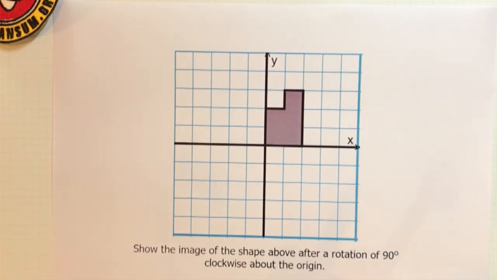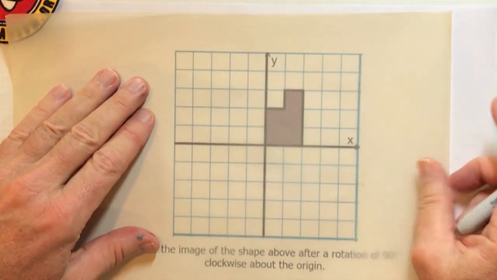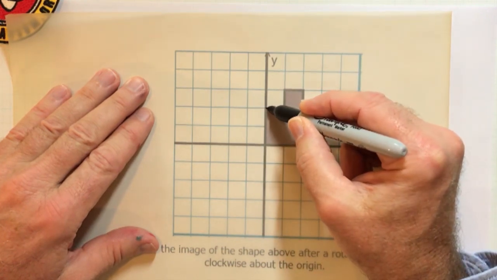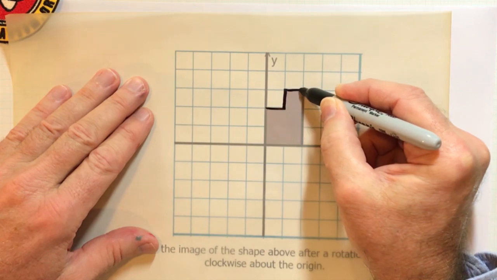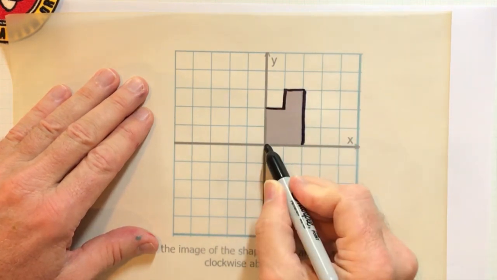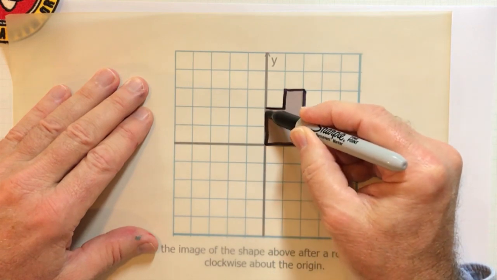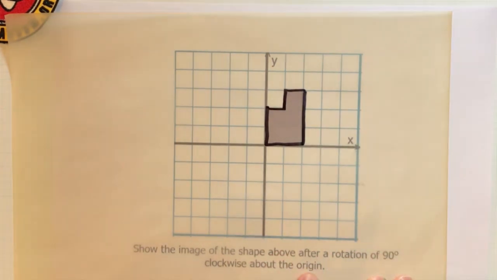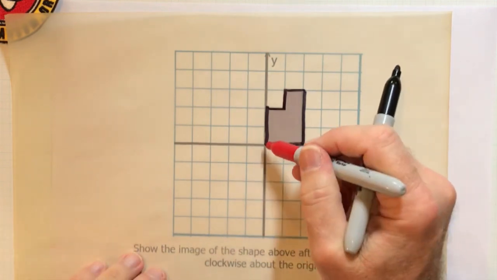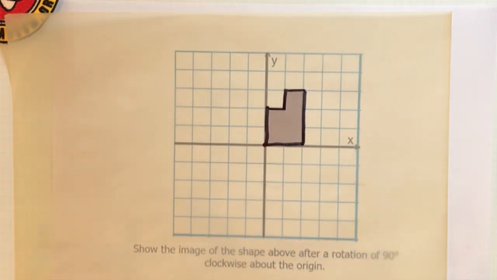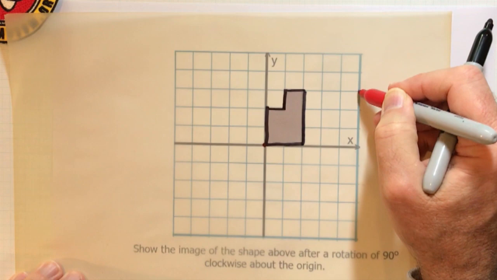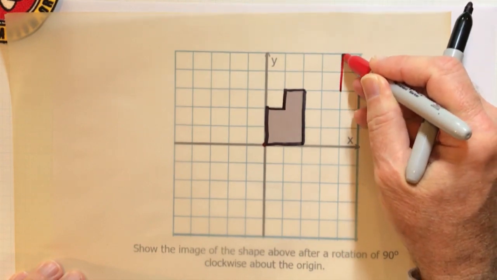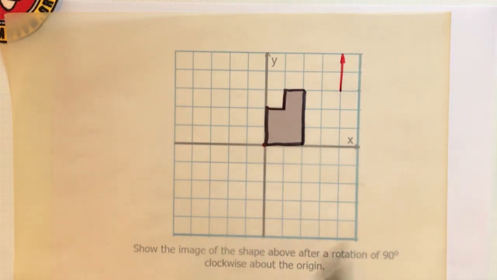Now the best way to do rotations is with the help of a bit of tracing paper. And what you do is you trace the shape as accurately as you can. And then you mark where the center of rotation is. Well, it says here the origin. So I'm going to put a little red dot to show that we're going to rotate this about the origin. And what I like to do is somewhere else on the tracing paper put a little arrow showing which direction is up, just in case I forget when I start rotating.